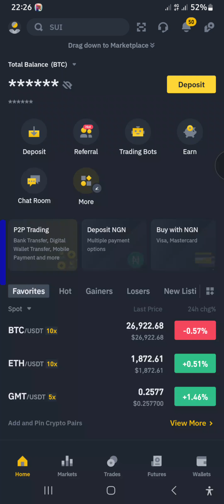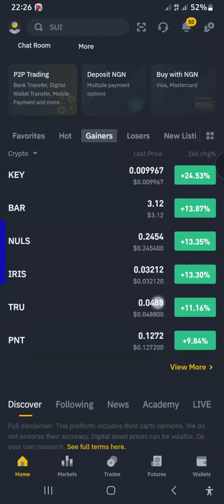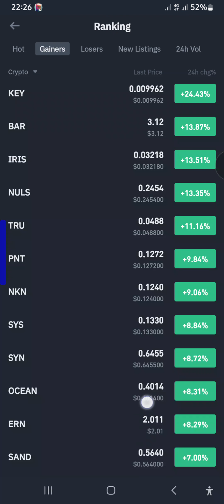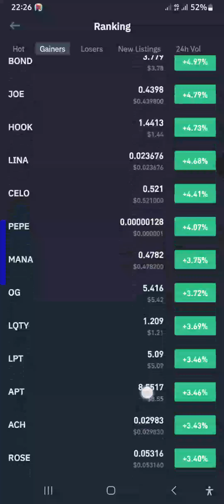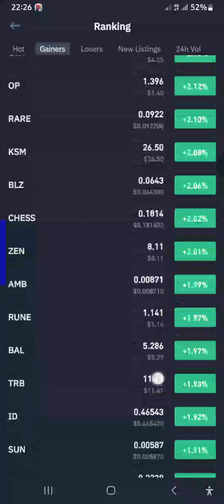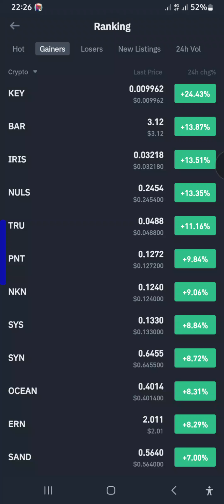So this is my favorite, my hold and my gainers. These are my gainers. These are the coins that are currently doing well. Can you see everything is green? Green because they are currently doing well. Why are they doing well? What causes it to be green? What causes it to be top gainers? These are the questions that you are likely asking yourself.